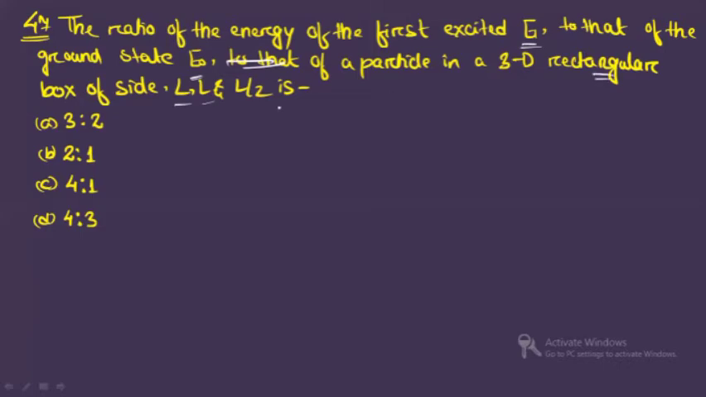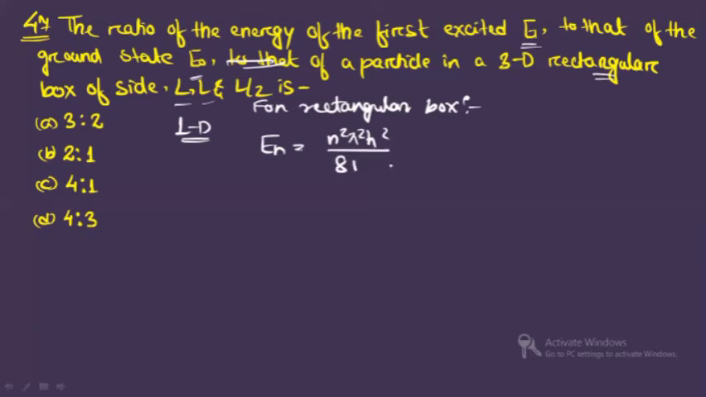So for one dimensional, we know that the energy eigenvalue is what? For one dimension, this is for a rectangular box. So for one dimension, we know En is equals to what? n square pi square h cut square by 8 m a square.